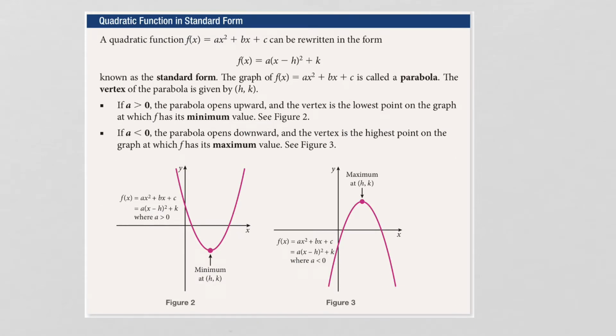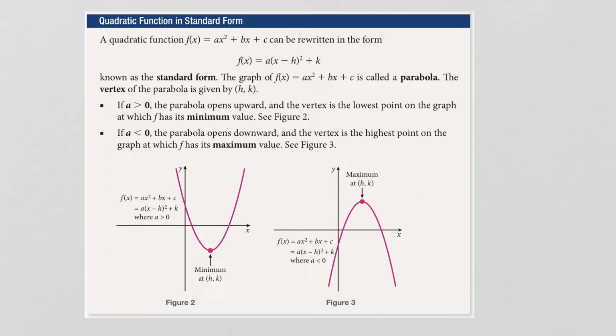So now I want to talk about what is called a quadratic function in standard form. So instead of expressing the quadratic function as we did on the previous page, you can also rewrite it in this form, where it's a times the quantity x minus h squared plus k. And this is what we call standard form. Now, the nice thing about this form is that when it is in this form, we can easily identify the vertex of the parabola as being the point h, k.